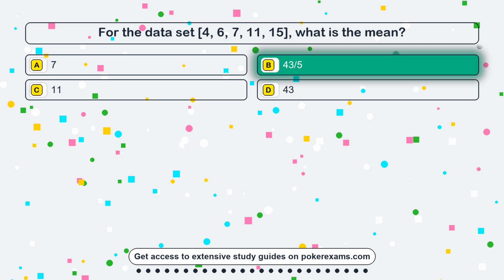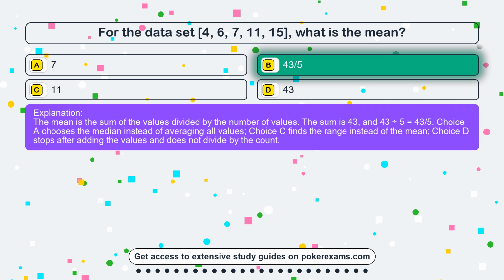The correct answer is option B, 43/5. The mean is the sum of the values divided by the number of values. The sum is 43, and 43 divided by 5 equals 43/5. Choice A chooses the median instead of averaging all values. Choice C finds the range instead of the mean. Choice D stops after adding the values and does not divide by the count.